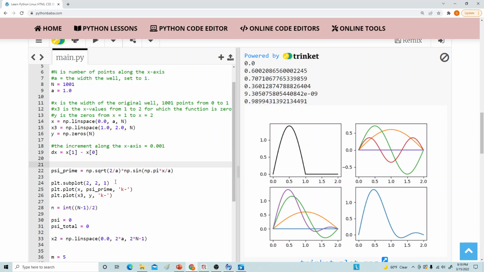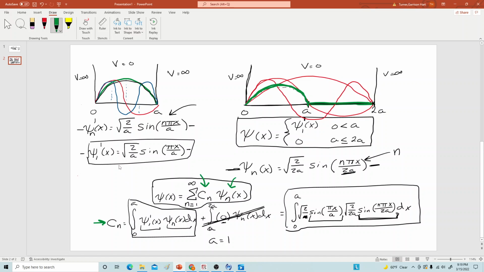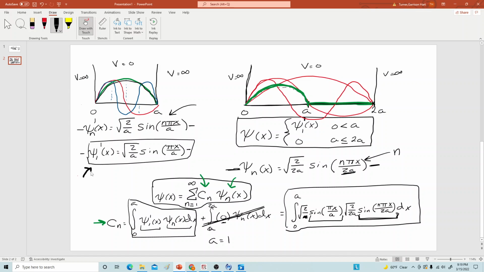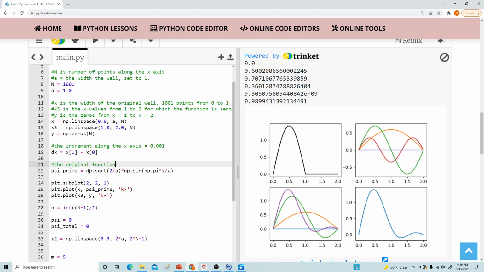So psi prime is the original function. That is this function right here. Psi prime is going to equal the square root of 2a times sine of pi x over a. So np.sqrt of 2a. Now again, because we set every a equal to 1 and so forth, you can drop the a's if you want, and this would just be square root 2.